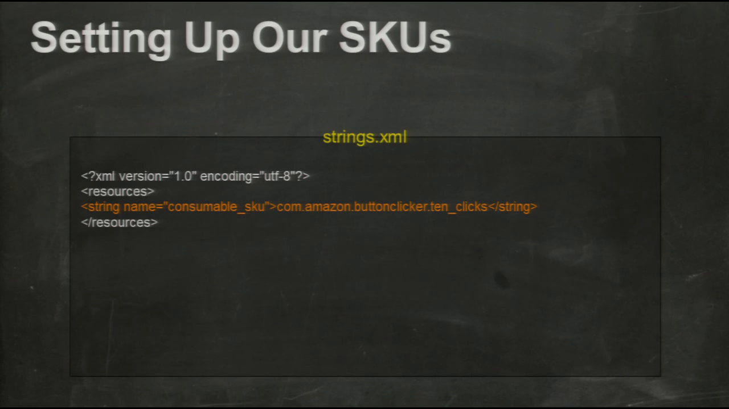For those of you that are familiar with Android, I'm not sure if any of you downloaded the Button Clicker sample code that we put the link up for. But what we did is, in the strings.xml file, we have this line that you can see highlighted in orange here that identifies a SKU for buying 10 clicks. So we're going to call this our consumable SKU, com.amazon.buttonclicker.10_clicks. It's just a string so that we know which one of the items we're talking about as we do the purchase. Okay?